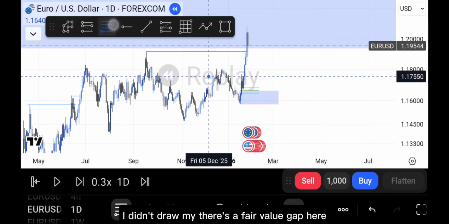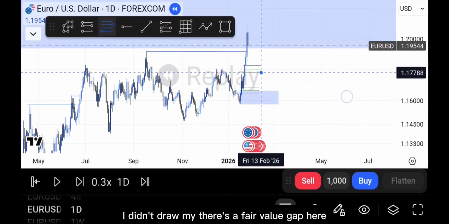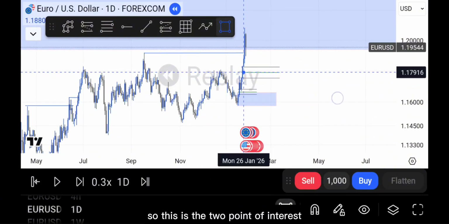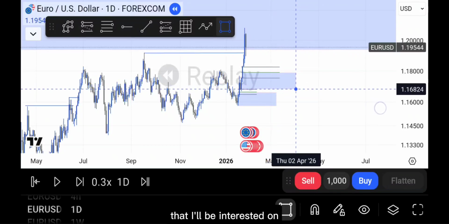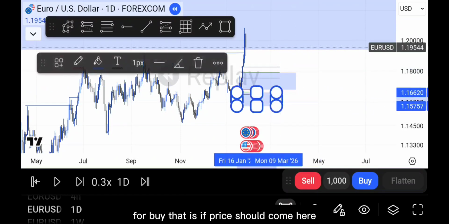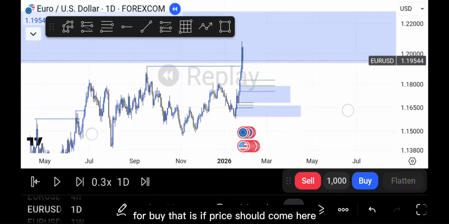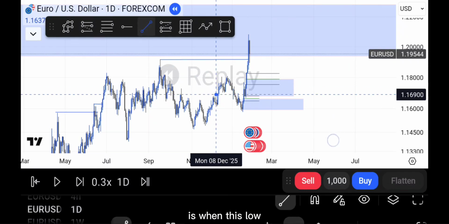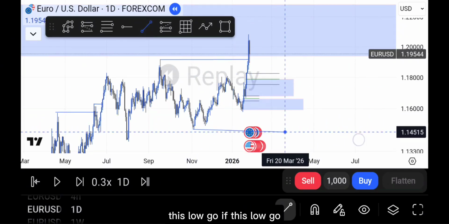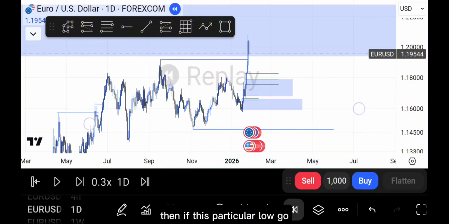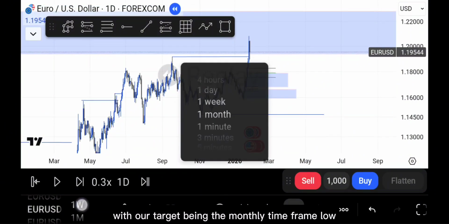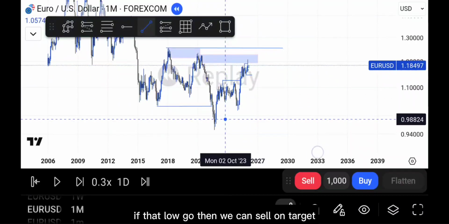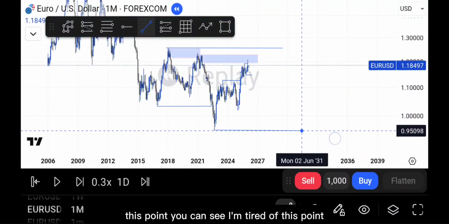Oh, I didn't draw it, there's a fair value gap here. So we draw it out. So these are the two points of interest where we are looking for buys, that is if price should come here. But mind you, you will be more confident in the sell when this low goes. If this particular low goes, then we start selling with our target being the monthly time frame low. If that low goes, then we can sell and target this point.